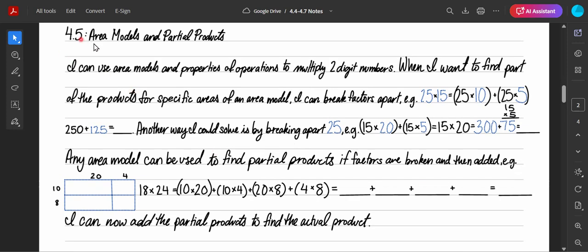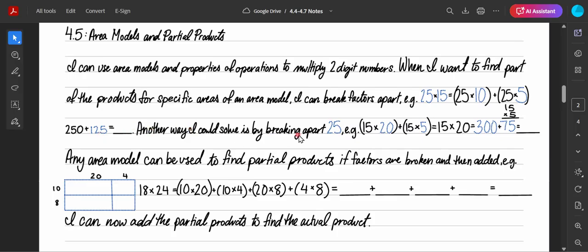So around 4.5, area models and partial products. I can use area models and properties of operations to multiply 2-digit numbers. When I want to find partial products for specific areas of an area model, I can break the factors apart. For example, here, 25 times 15, I broke it into 25 times 10 and 25 times 5. And so I got 250 plus 125, so you should get 375.